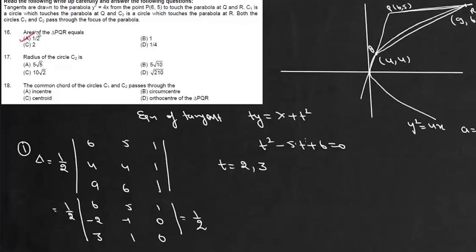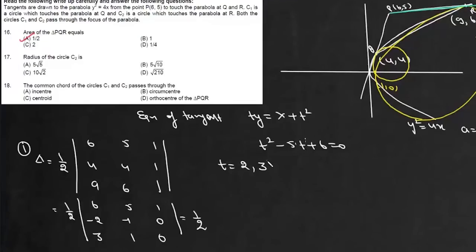Now the second one is the radius of circle C2. Now it says we have two circles C1 and C2 which pass through the focus of the parabola, which is at 1, 0, and which touch these points. So this point is 1, 0 and then we have this circle. We have to find the radius of this second circle C2. Now for this C2, what we'll do is we'll write the equation of this tangent PR.